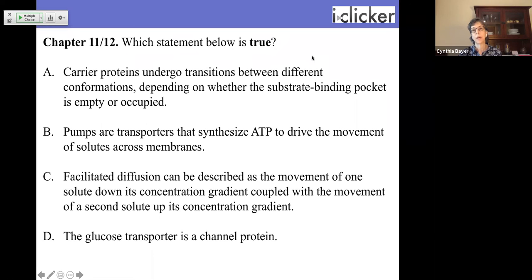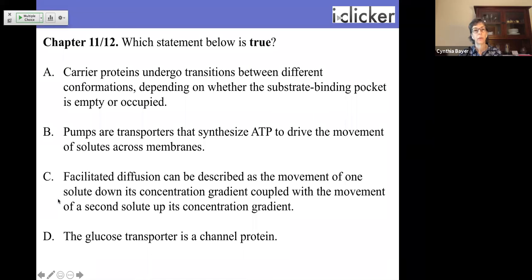And the net direction of transport will depend on the difference in concentration on both sides. So that is correct. What's wrong with B is pumps are transporters that can drive movement of solutes from a region of low concentration to high concentration, against the concentration gradient, but they require ATP in order to do that, right? Because the pump will actually phosphorylate itself and then remove that phosphate to change the conformation, like that sodium potassium pump. So it doesn't synthesize ATP, it needs ATP.